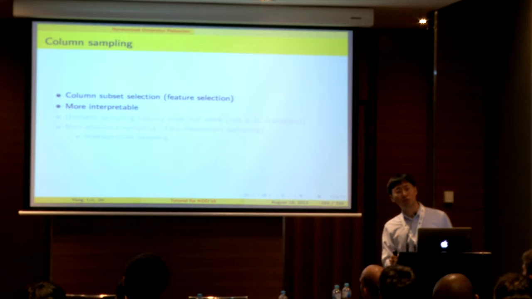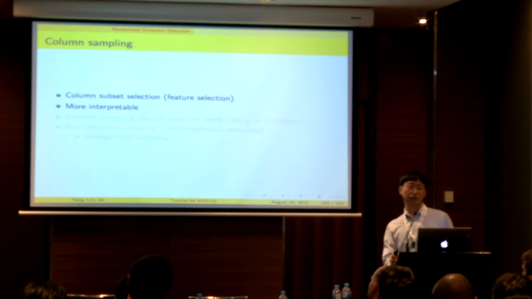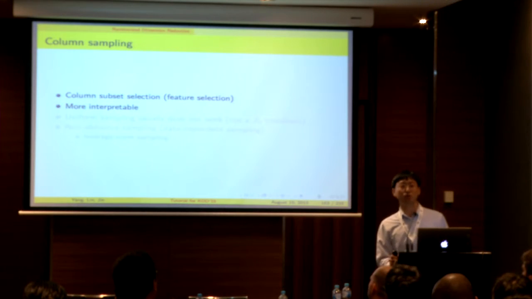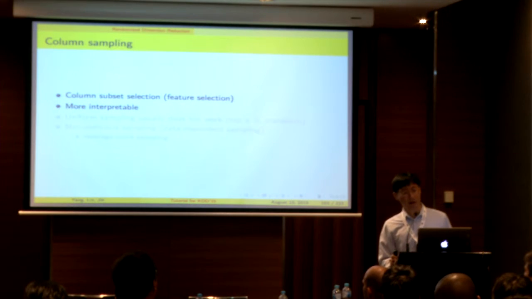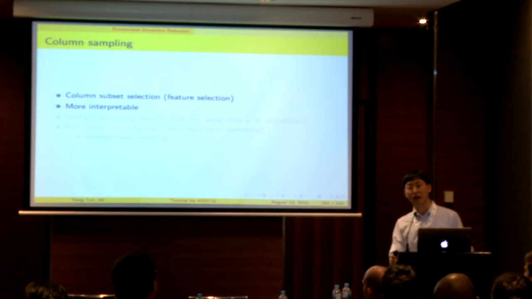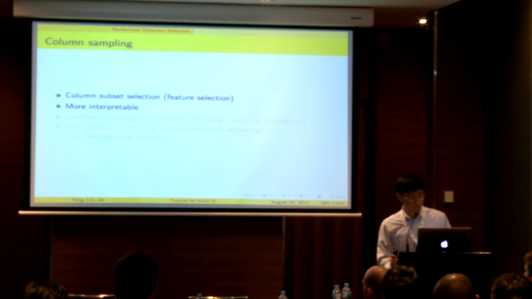Compared to the randomized reduction in the last two parts, the column sampling here is more interpretable because in some applications the features have meanings, right? So you want to select the columns based on the features. The selected features, the columns, have meanings. So the resulting algorithms are usually more interpretable.